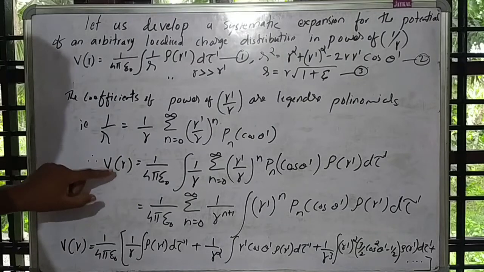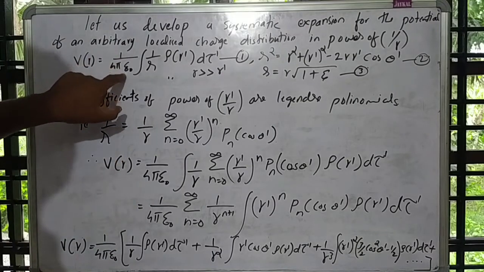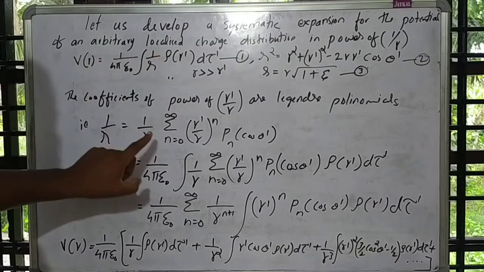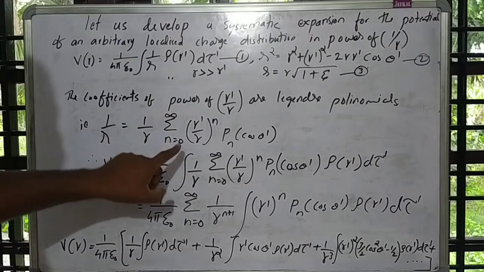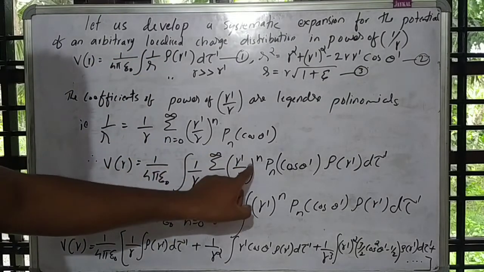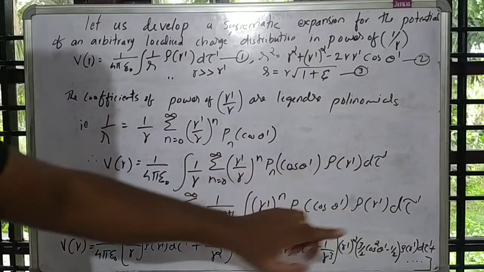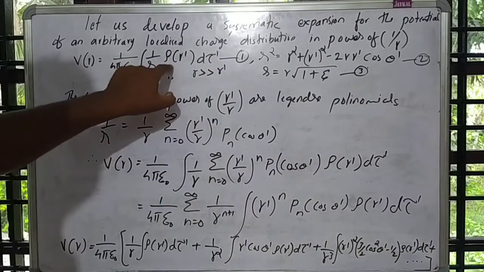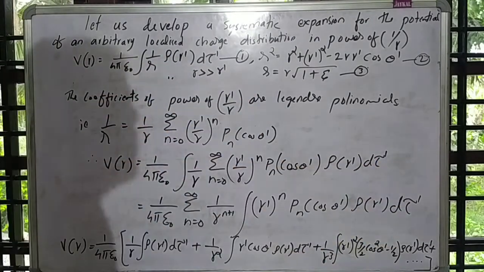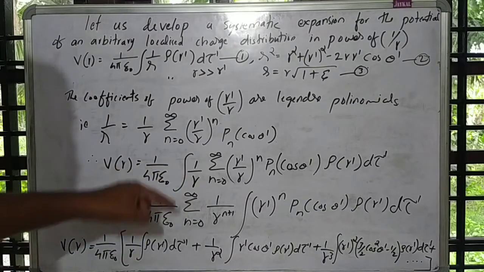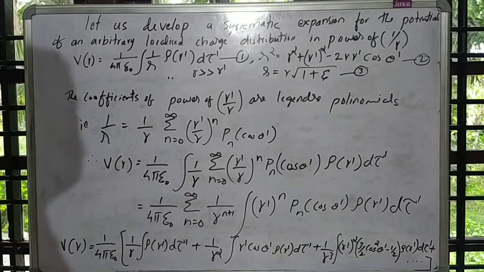Okay, so V of r is equal to 1 over 4 pi epsilon 0 integral, and instead of 1 by r we can write this term 1 over r, sum over n equal to 0 to infinity (r dash divided by r) whole raised to n Pn cos theta dash, rho of r dash d tau dash. Okay, so that is equal to 1 over 4 pi epsilon 0. We can take this sum outside, sum over n equal to 0 to infinity.